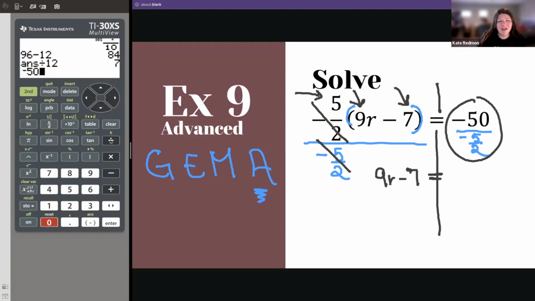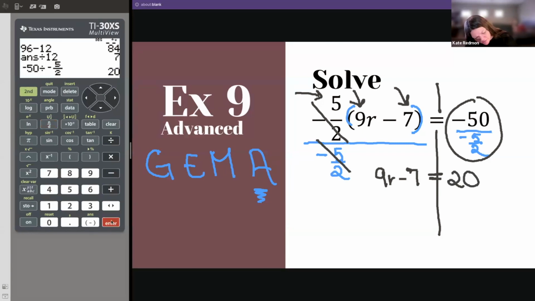-50. And again, when I have fractions, I'm going to hit divided by just so I don't get confused. So divided by negative fraction bar 5/2. Enter, and I get 20. And my troubling little fraction is done. My grouping is free now. There's no more groups to wait until last to deal with.